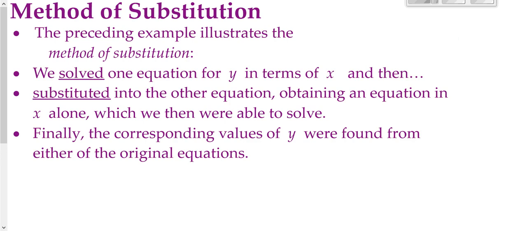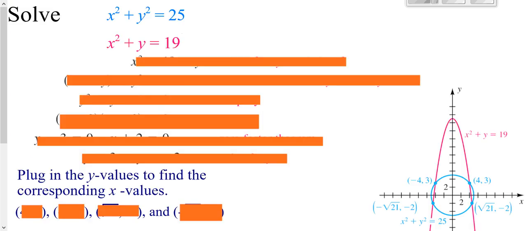Substitution, you typically want to solve one of your equations for y or x, and then plug it into the other. So here we have a circle and we have a parabola. We would know the top one's a circle centered at the origin with a radius of 5. If we get this in our standard form for a parabola, we'd have to subtract our x squared from both sides. You know it would be a parabola opening downwards with a vertex of 0, 19.